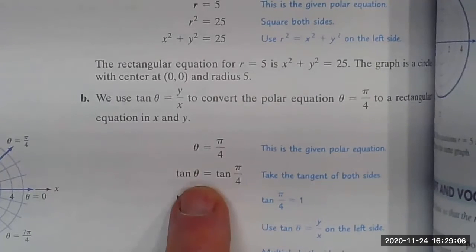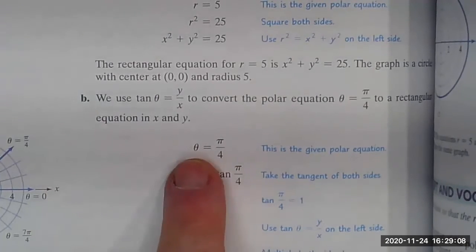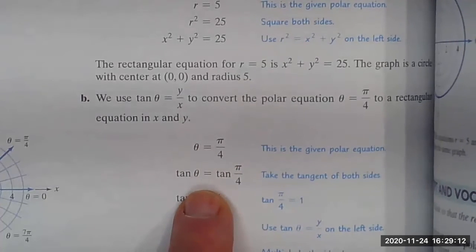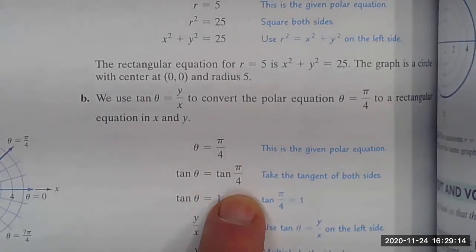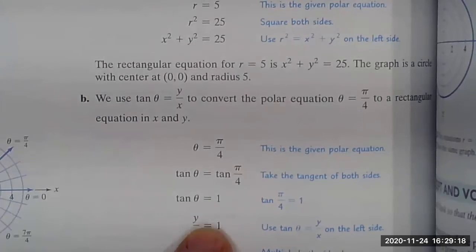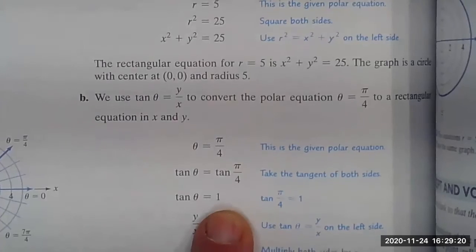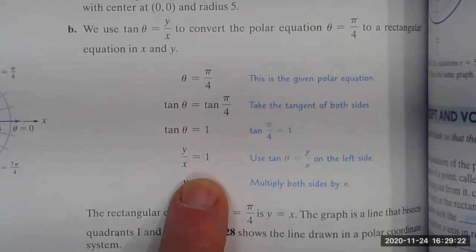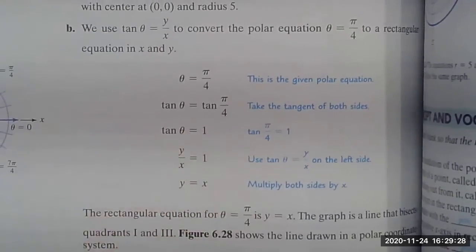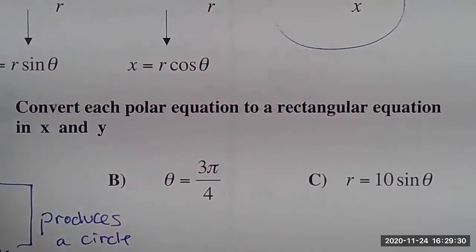So they did tan both sides. That's what he did. He went tan both sides. So then tan theta is equal to that. Okay, so then tan theta is the same as y over x. Tan of pi over 4 is 1. Okay, solve for x, or get the variable out of the bottom, so y equals x. Oh, okay, y equals x. So I'm going to do his strategy.